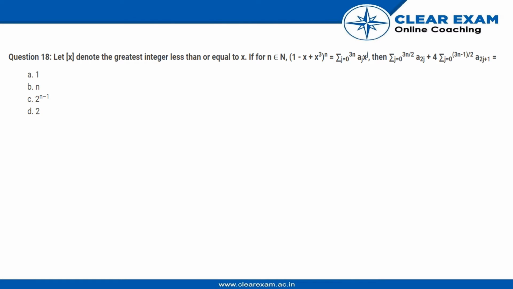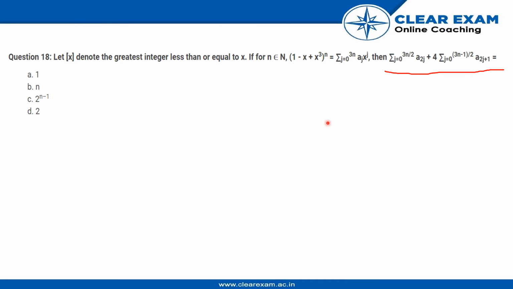So this bracket over here on x denotes the greatest integer function less than or equal to x, and if for n belonging to natural numbers, (1 minus x plus x cube) the whole raised to n equals summation of j equal to 0 to 3n of a_j x raised to j, then we need to find the value of summation j equal to 0 to [3n/2] of a_2j plus 4 times the summation j equal to 0 to [(3n minus 1)/2] of a_(2j plus 1).